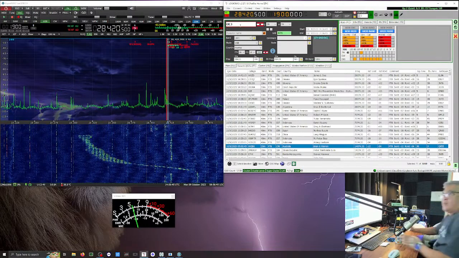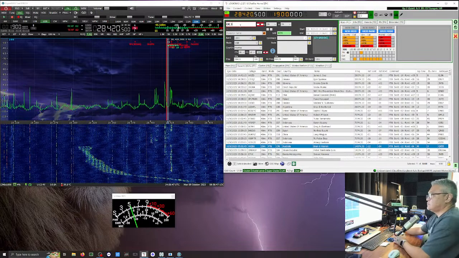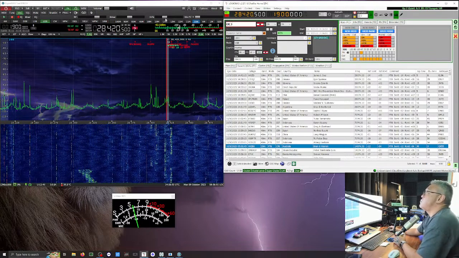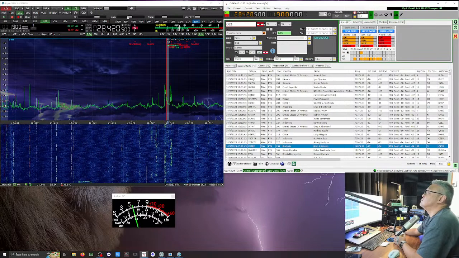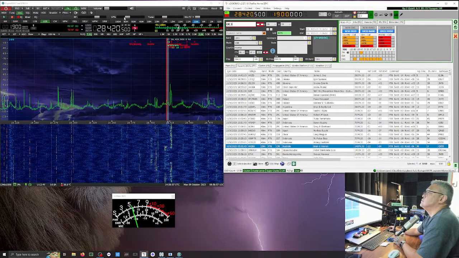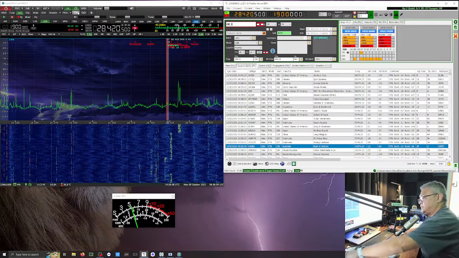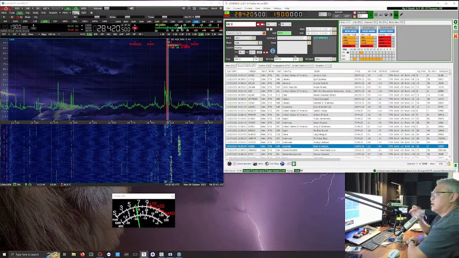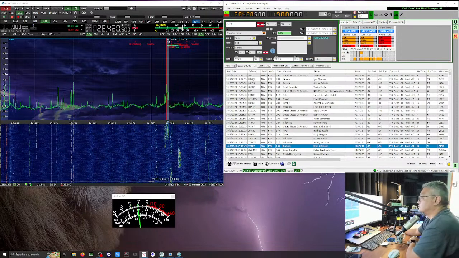Good Lord. Yeah, there's some really strong signals, so 6 kHz down, maybe even 4 kHz down, and they're really wide.